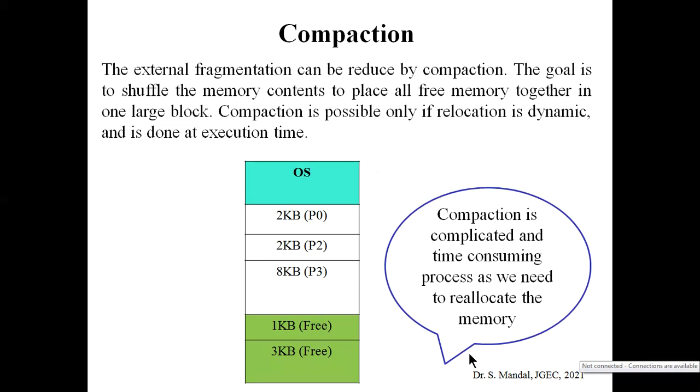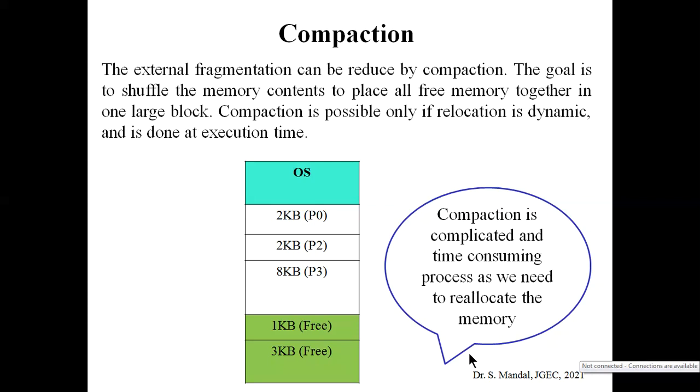Okay, now coming to compaction, it is another important concept in the operating system. So what is compaction? The main disadvantage of external fragmentation is that although we have unused memory space in different partitions, we cannot allocate it to a new process, even though the total unused memory is larger than the size of the process. So this disadvantage can be reduced by the compaction process.